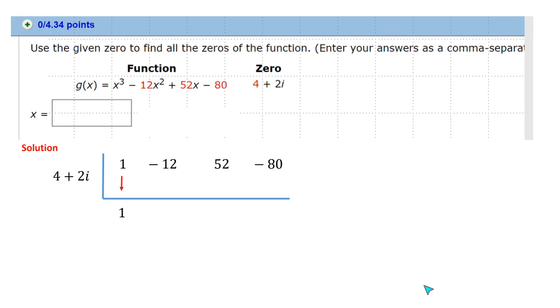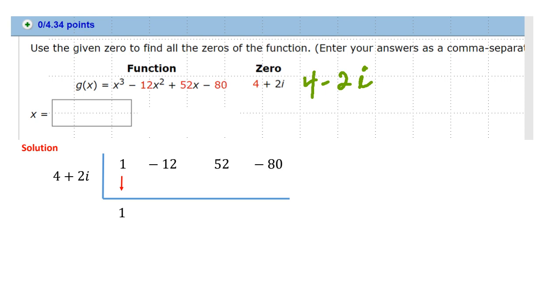Okay, so now this is similar to the other one. Use the given zero to find all the zeros of the function. All I know is that one of my zeros is 4 plus 2i. If you have an imaginary solution, then you can automatically say that the conjugate is also going to be a zero. So far I have 4 plus 2i is a zero, but I also have 4 minus 2i is a zero. Okay, so let's go ahead and find the zeros.